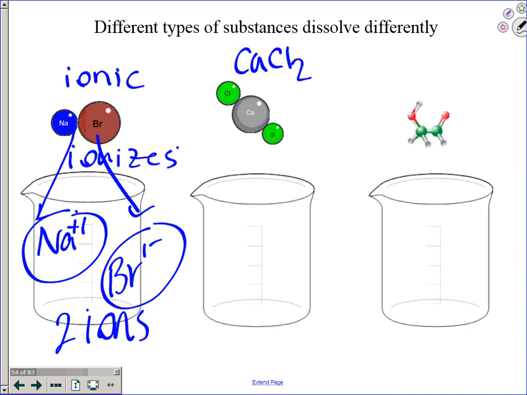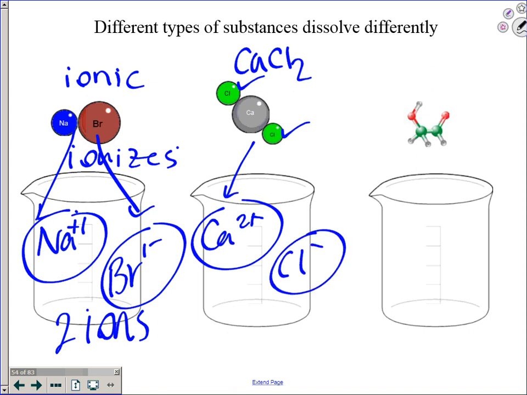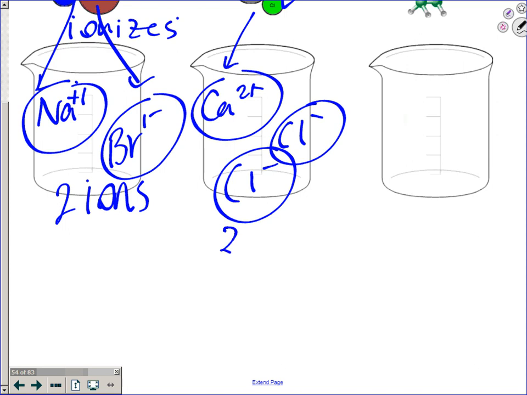What does it break into? Ca. Give me the full name. 2 plus, good, because it's in group 2. You can see that over there. Chlorine number 1 and chlorine number 2. There are 2 of them here, so there's a chloride ion and another chloride ion. So how many ions does this break into? 3 ions. The more ions, the more significant depression it has on the freezing point of a solution.